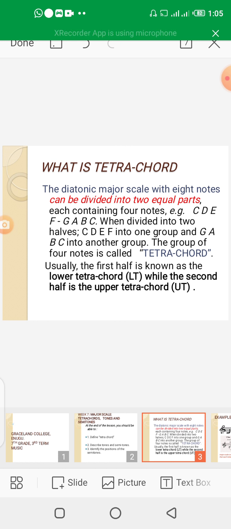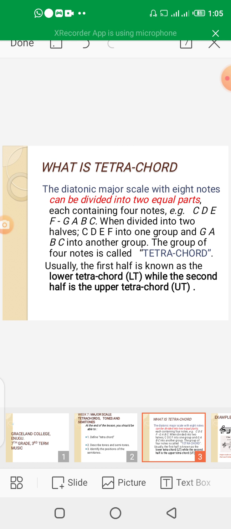A diatonic major scale with 8 notes can be divided into two equal parts, each containing 4 notes: C, D, E, F in one group, G, A, B, C in another group. When divided into two halves, the group of these 4 notes is what is called a tetrachord. So you can define it as a group of 4 notes.